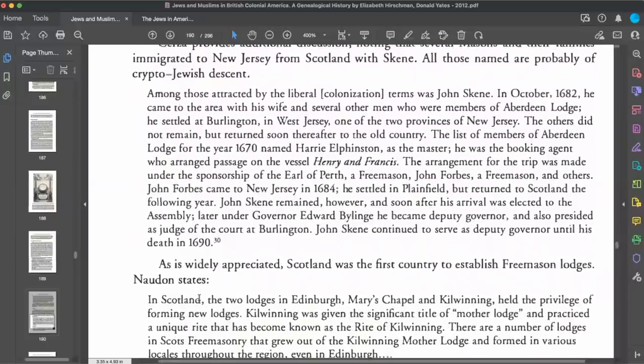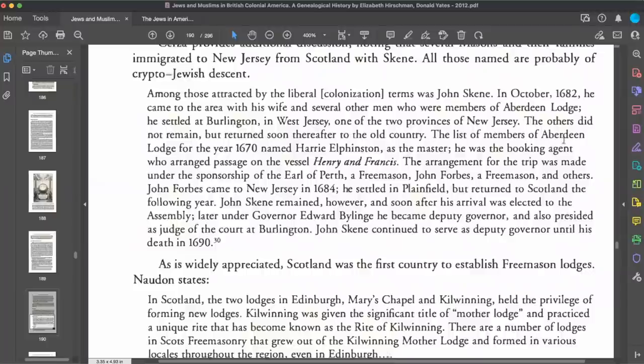Among those attracted by the liberal colonization terms was John Skeen. In October 1682, he came to the area with his wife and several other men who were members of Aberdeen Lodge. He settled at Burlington in West Jersey, one of the two provinces of New Jersey. The others did not remain, but returned soon thereafter to the old country.